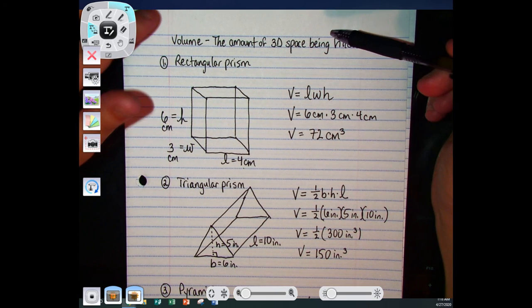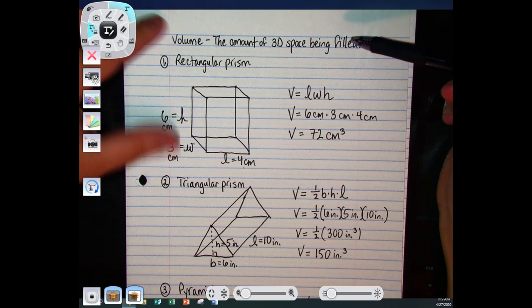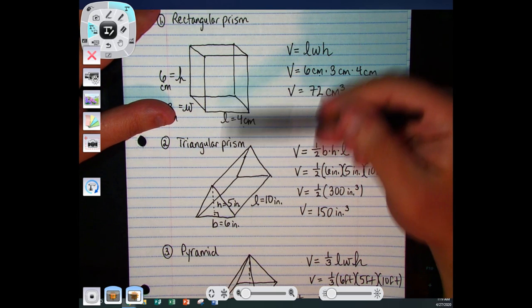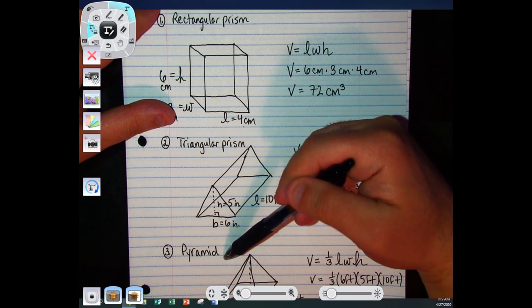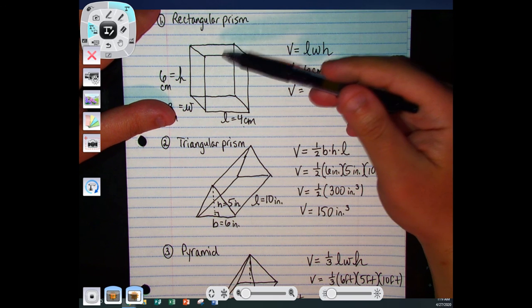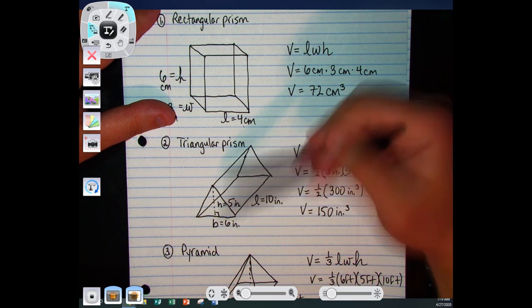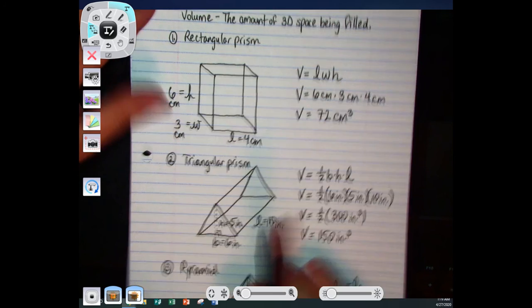In the first video, we went over what volume means. Volume is the amount of three-dimensional space that's being filled. We went over three similar figures: a rectangular prism, a triangular prism, and a pyramid. We're going to look at the other three figures today, and what relates all these figures together is the fact that they involve circles.